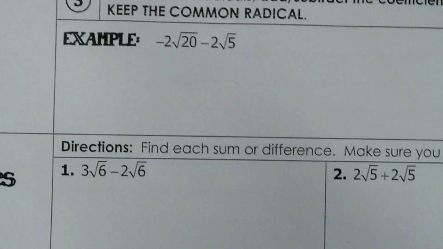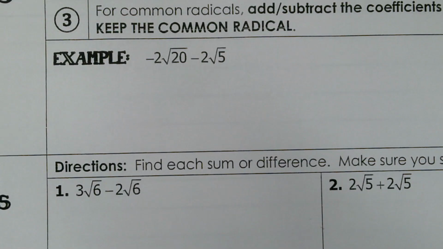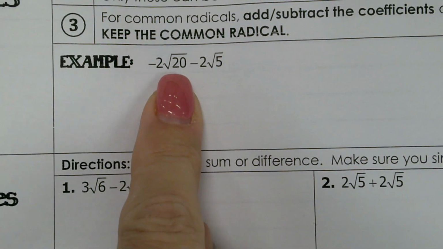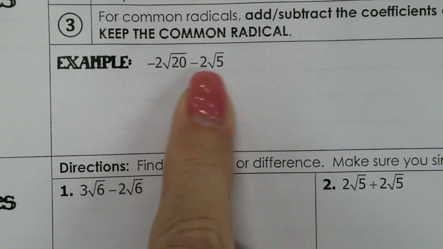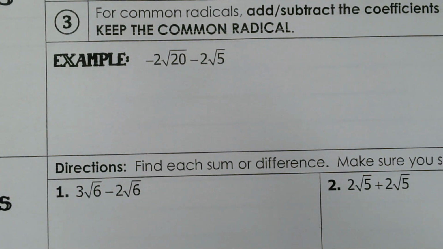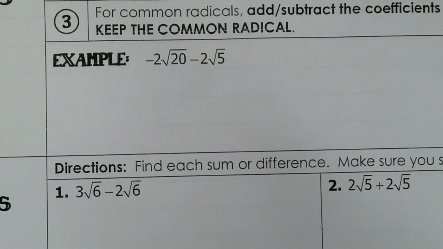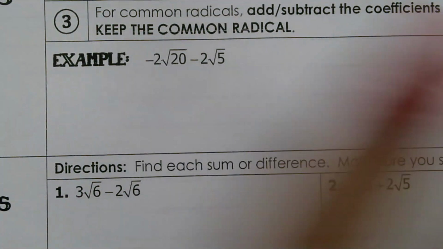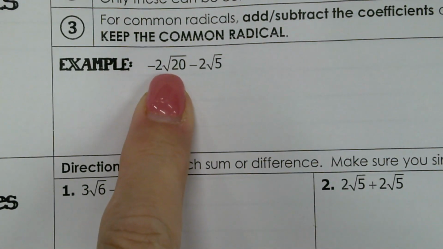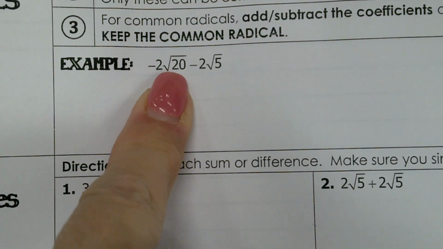Okay, so if I'm trying to do this first example, in order to add the radicals, see my radical? Square root of 20. See that radical? Square root of 5. I cannot combine them. The only way I can combine them is if we have common radicals, you know, like a common denominator. Okay, so really what's happening is I can't work this out until I break down the negative 2 square root of 20. I've got to simplify that.